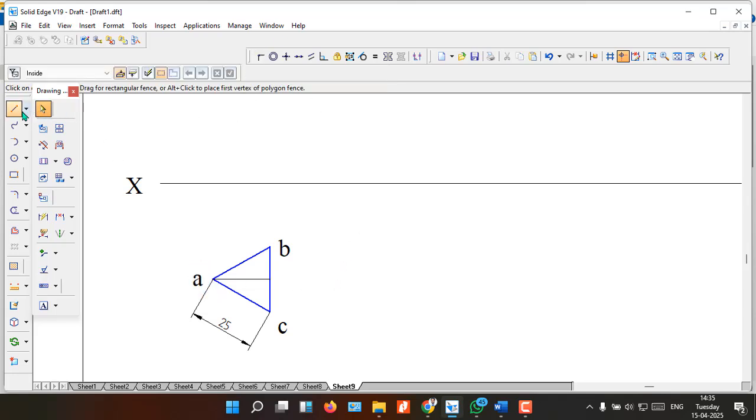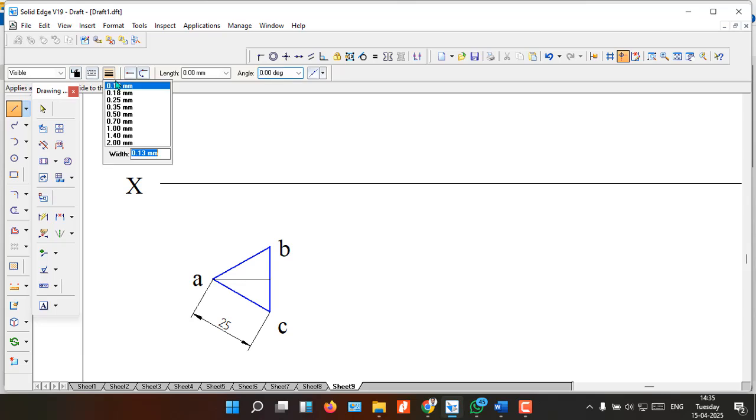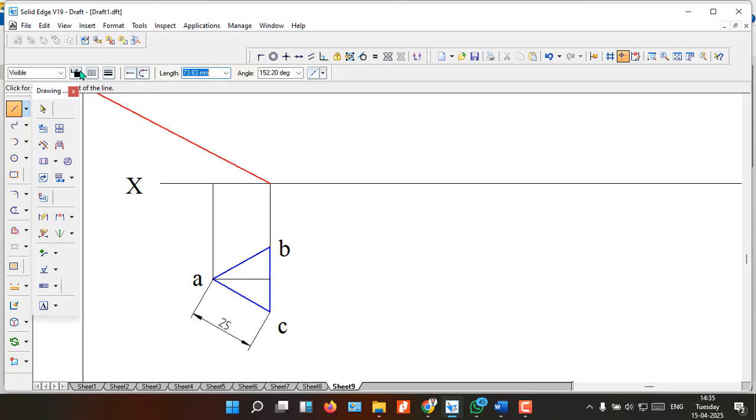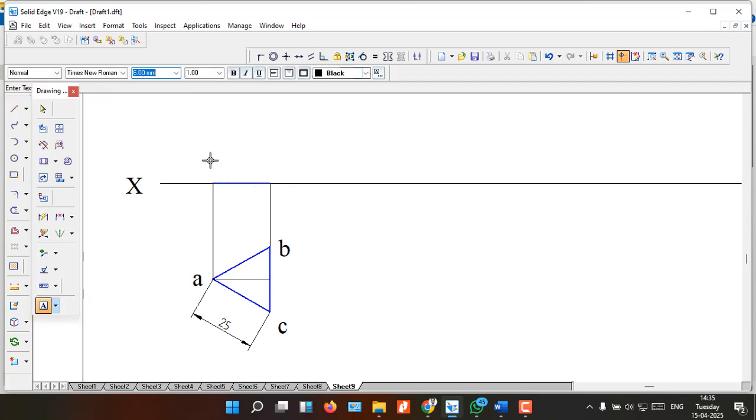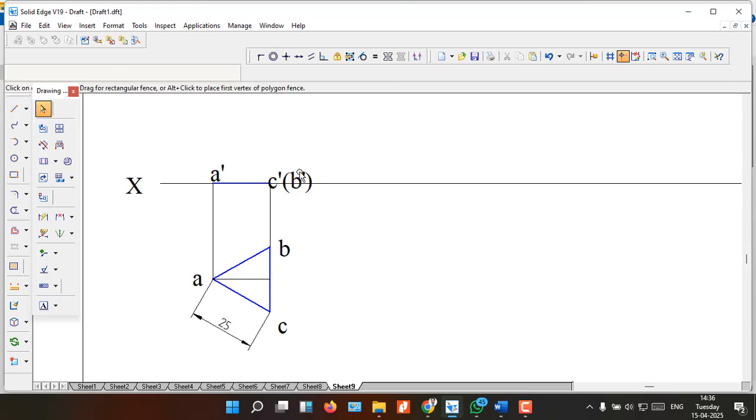After this, as usual, it is seen as a line in the front view. So project these things upward and it will be seen as a line in the front view. Let's change the naming here: this is A dash and this will be C dash in the bracket B dash. Once that is done.